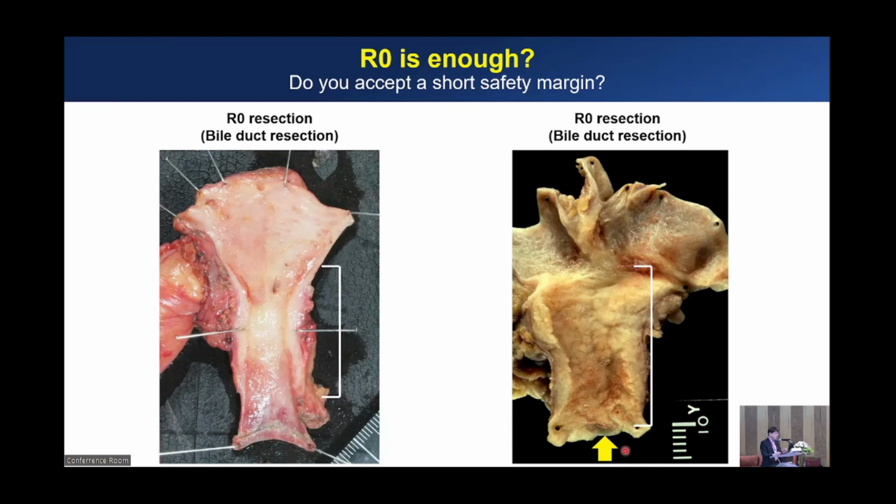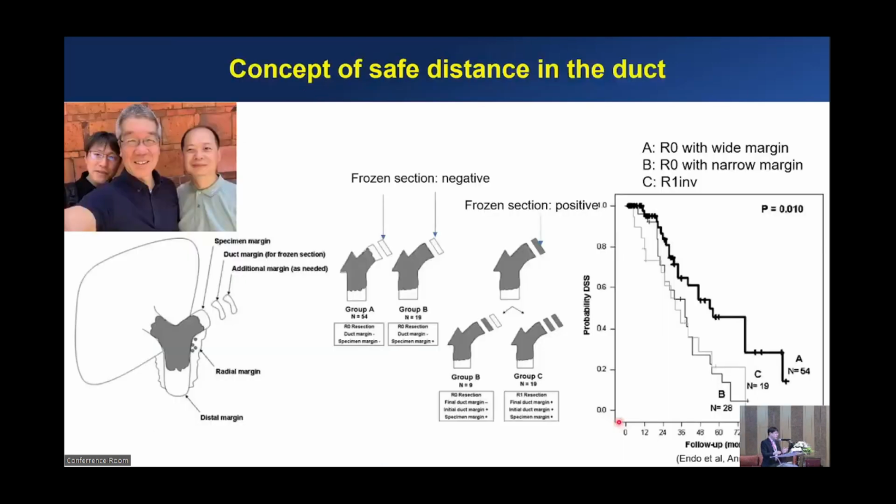Do you accept a very short safety margin? Probably no. The concept of safe distance in the lab was proposed by Professor Endo, the president of the Japanese HPP Society, in around 2000.